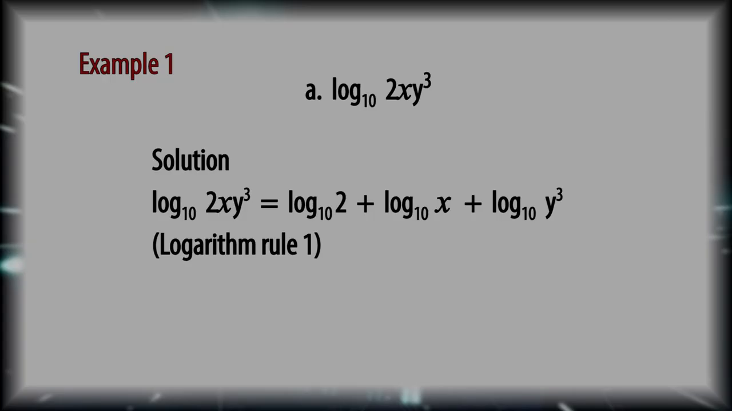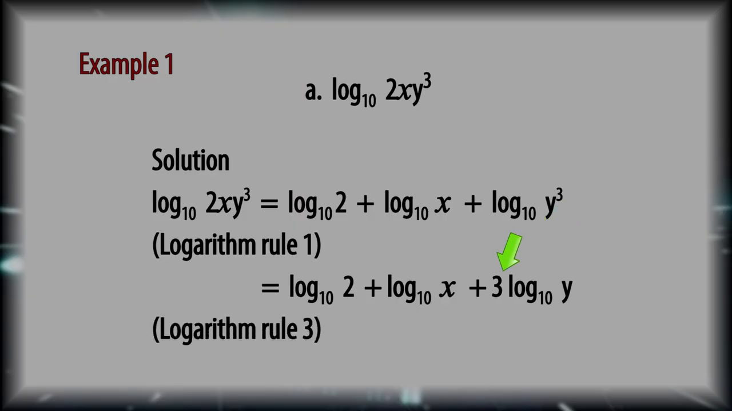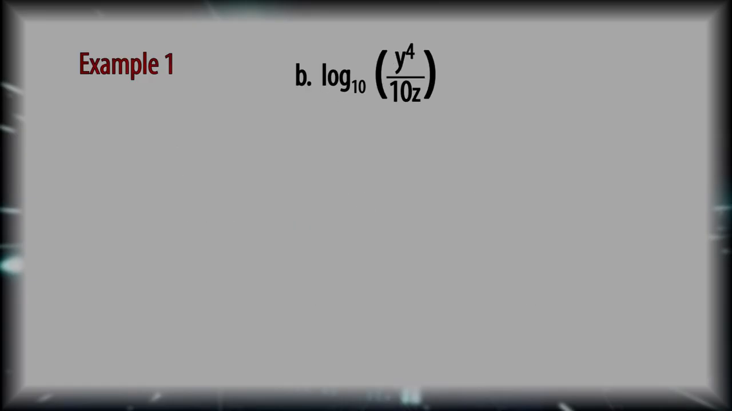Then we are going to go a step further. So we are going to write this as log base 10 of 2 plus log base 10 of x plus 3 times log base 10 of y. You will see that this time the exponent has come to multiply the log. That was the third rule that we looked at. So now we have written that expression as the sum of logs. Now let's look at the next one. Again, we have log base 10 of y to the power 4 divided by 10z.